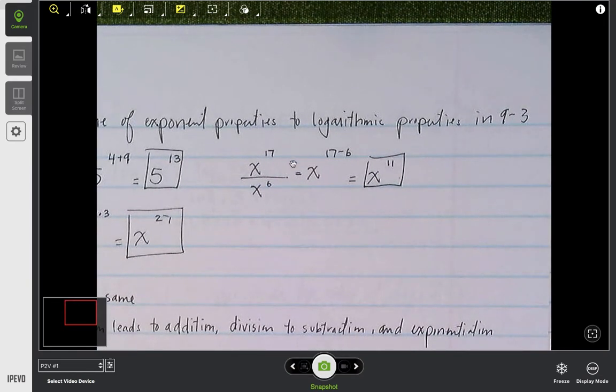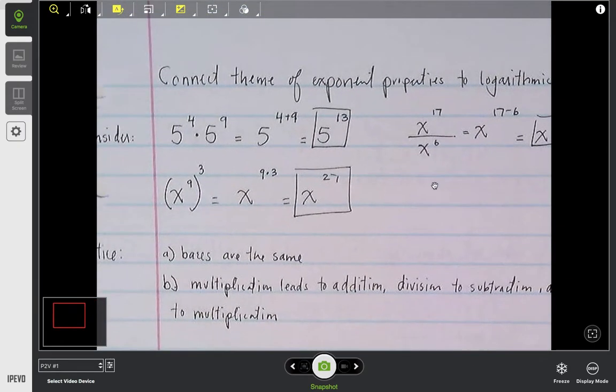So it turns out when you multiply exponents, you're adding those powers. Here we have x to the 17th divided by x to the 6th. In point of fact, that really means we should be, because the bases are the same, subtracting those powers and ending up with x to the 11th. And finally, a reminder that if you have exponentiation, which is a fancy way of saying a power raised to a power, then what you're actually doing with these powers is multiplying them. So that x to the ninth raised to the third power is in fact x to the 27th.